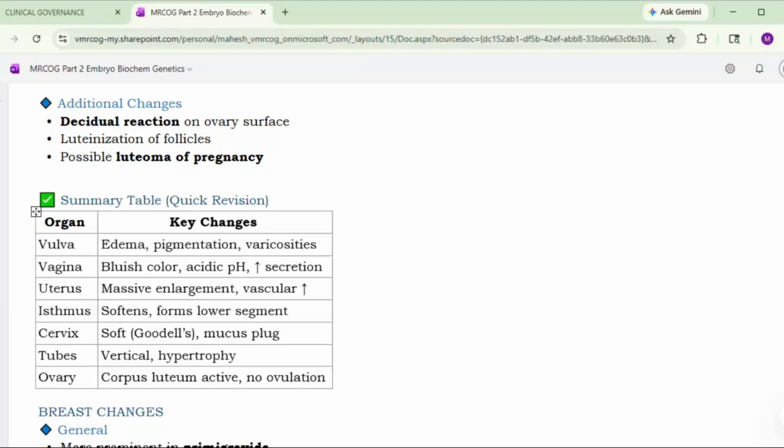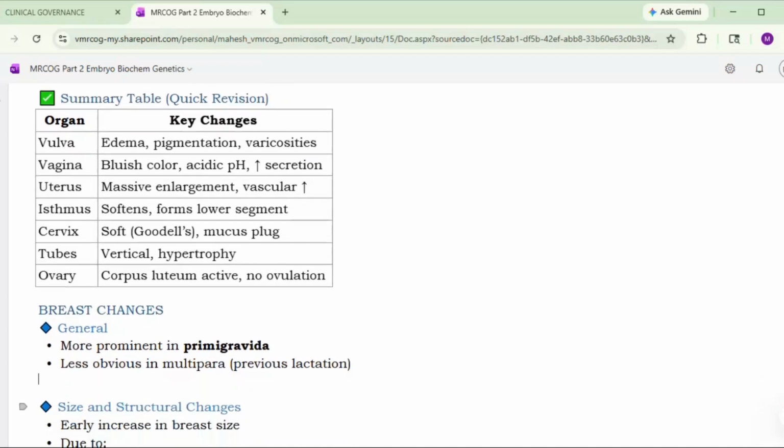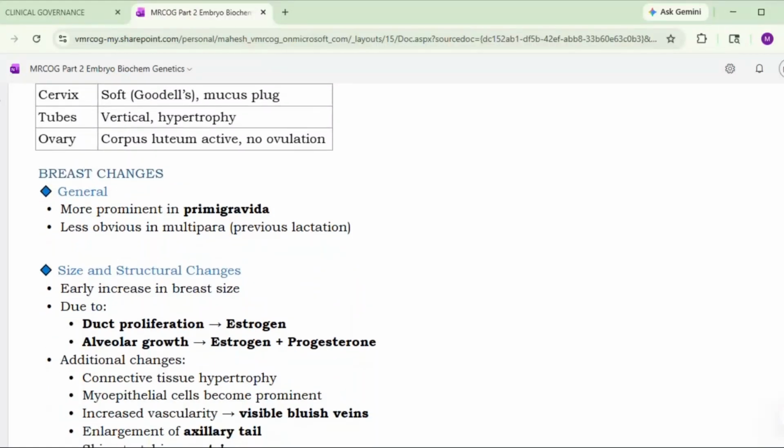There is a presence of mucus plug. Tubes become vertical and hypertrophied. Ovaries will show the corpus luteum, which is active, and the ovulation will stop. Okay, so these are the changes in the genital organs. Now coming to the changes in the breast. Okay, more prominent in the primary gravida, the breast changes, less obvious in the multipara. They already had a previous lactation, so the changes are less prominent in the multiparas.